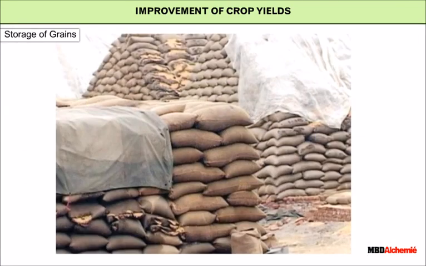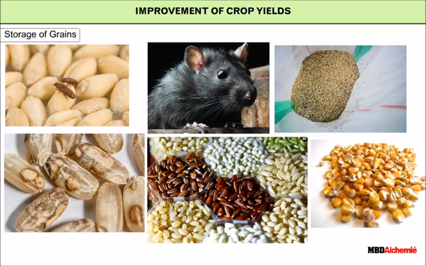Storage losses constitute a major share of food grain loss in post-production operations. Some biotic and abiotic factors are responsible for loss of quality of food grains, poor germinability of seeds, etc. These factors are insects, rodents, microbes, bacteria and fungi, moisture and temperature.